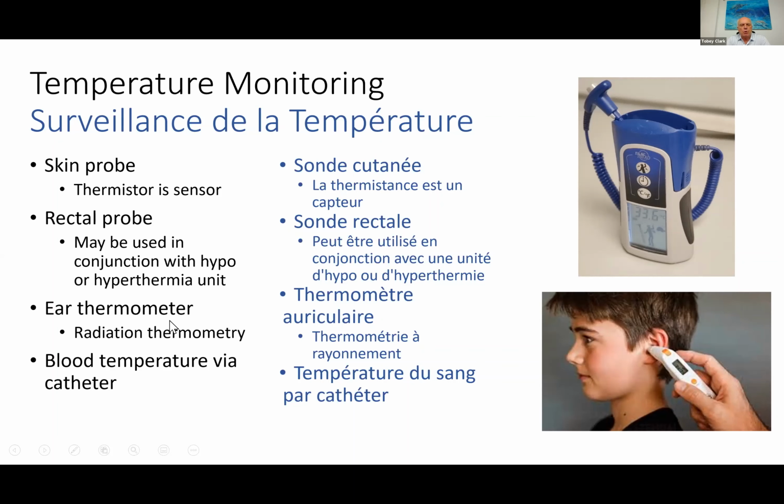The most common type of probe today is shown in the lower right-hand corner, the ear thermometer, which uses a different technique. It doesn't use a thermistor. It uses a technique called radiation thermometry. And this is really the most common way of measuring the temperature of patients. Another methodology is when you have a catheter in a patient, you may measure the internal temperature of the patient in that way. That probably can be more accurate.